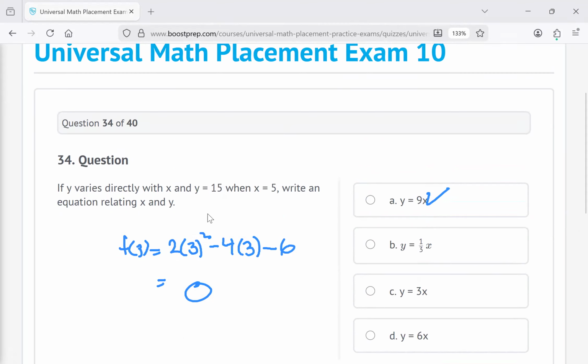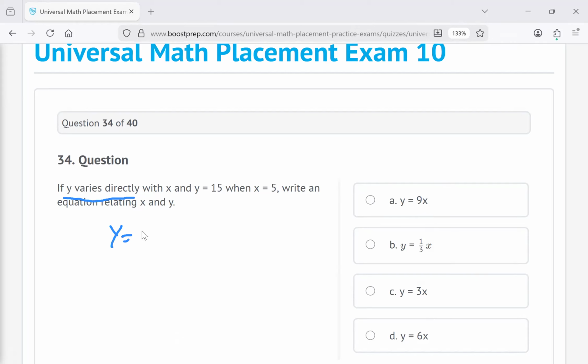Okay, this one: if y varies directly with x, and y equals 15 when x equals 5, write an equation relating x and y. So you need to know this. If y varies directly, that's a special equation. It's y equals k times x. Then what you want to do is solve for k by their given values.